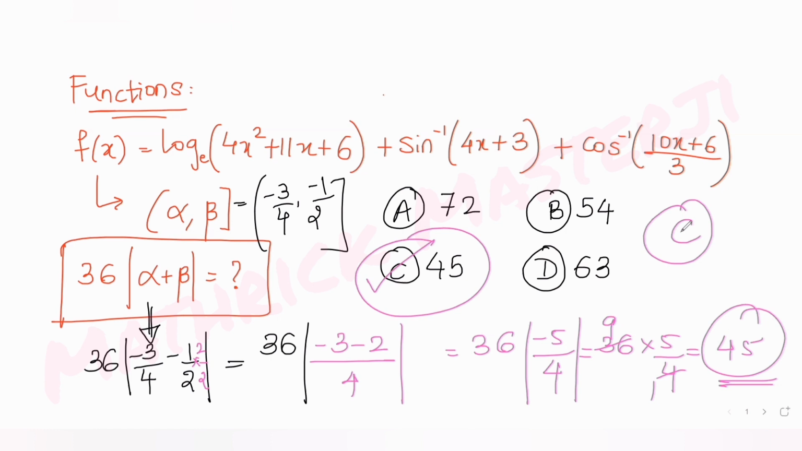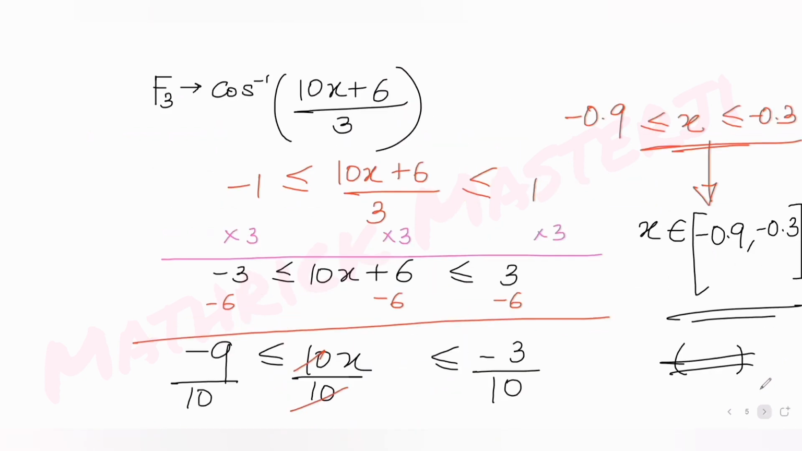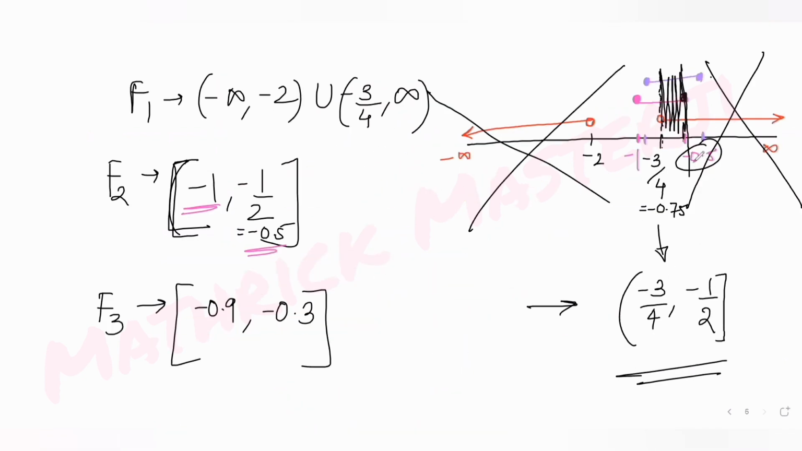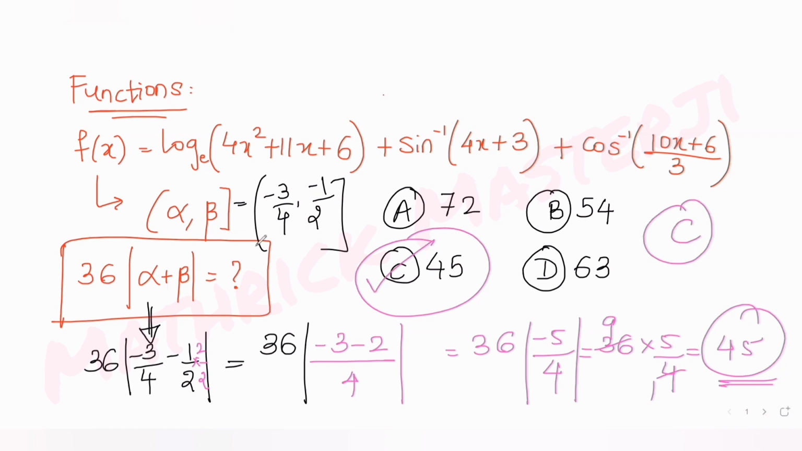I hope you have understood how to solve this type of questions, which asks you to find the domain of a function. So I had this function divided into three parts, f1, f2, f3. I found the domain for all the three functions where you have a determined form. We found the solution set for all the three of them. And then we just combine the three solutions to get a function having the domain from minus 3 over 4 to minus half, that gave us the values of alpha and beta. Once I got alpha and beta, I just solved it for the value of the expression that they were asking for, and that matches with option C. So C becomes the correct answer for the question given to us.